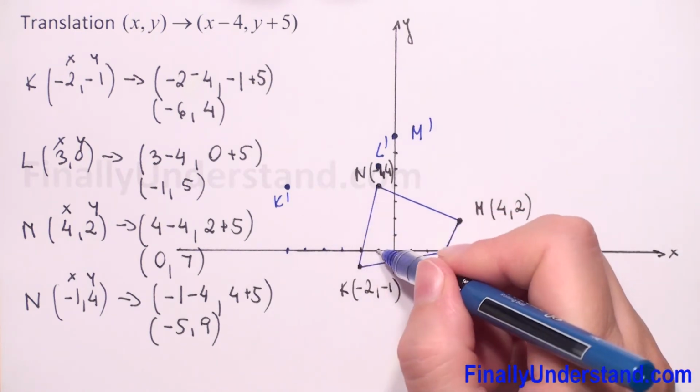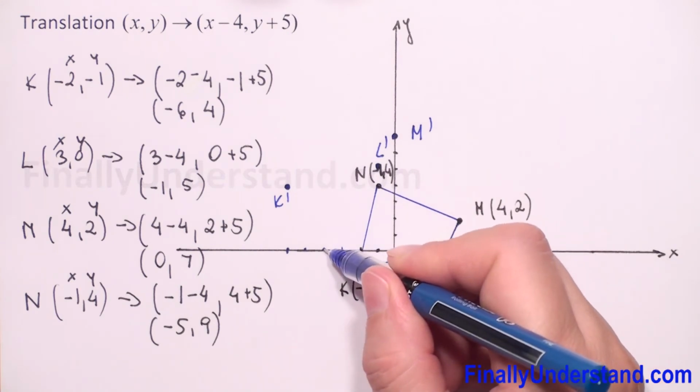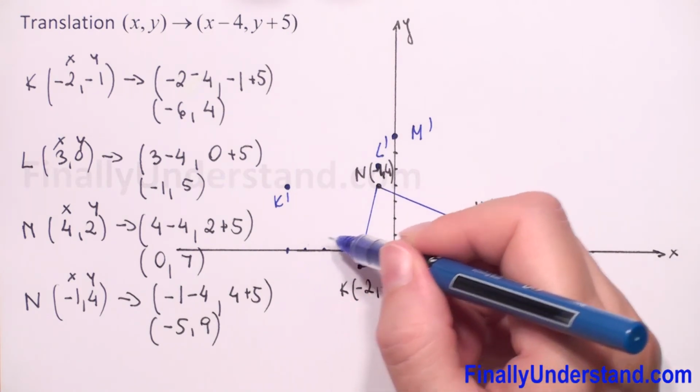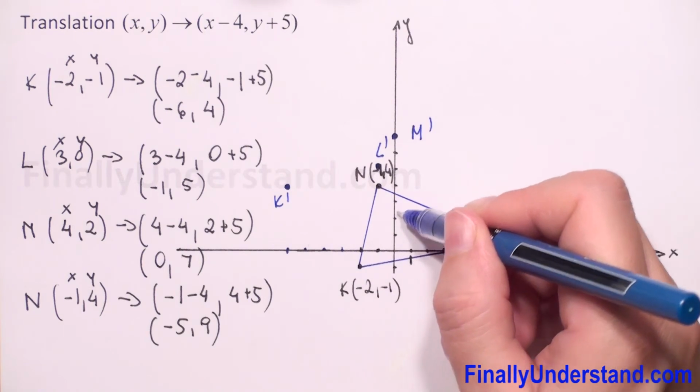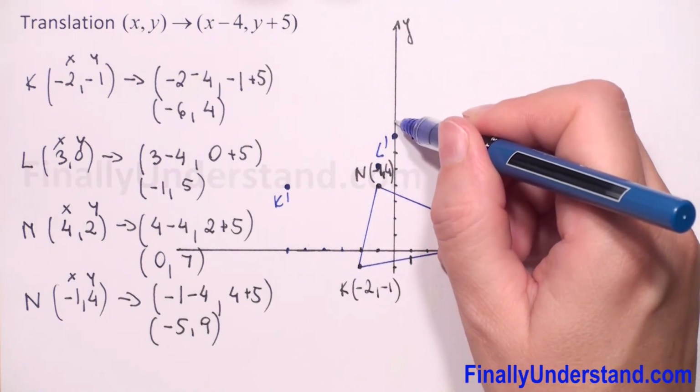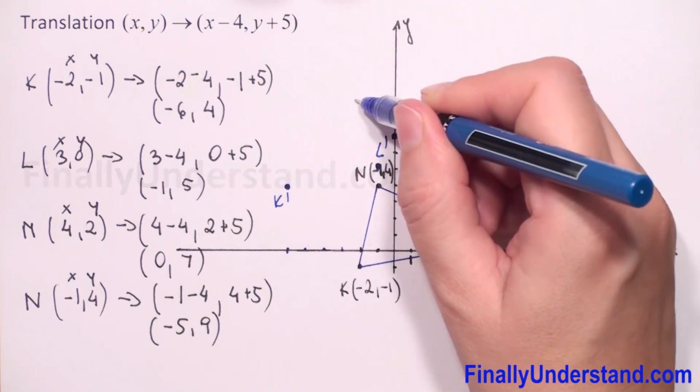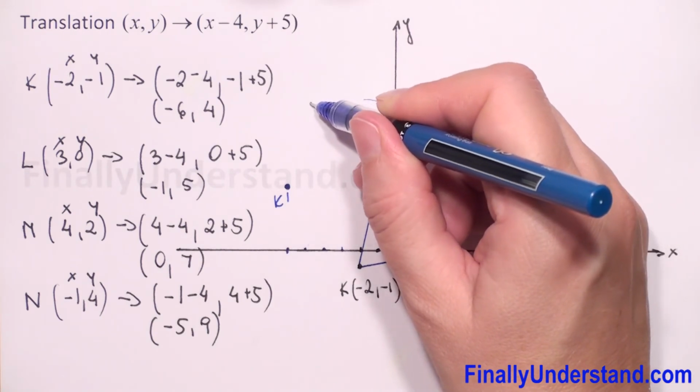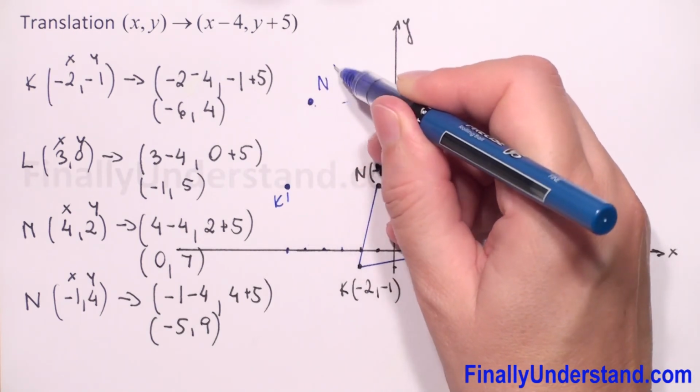And we have point N, (-5, 9). 1, 2, 3, 4, 5 to the left, and 9 up: 1, 2, 3, 4, 5, 6, 7, 8, 9. So approximately it will be here. This is our N prime.